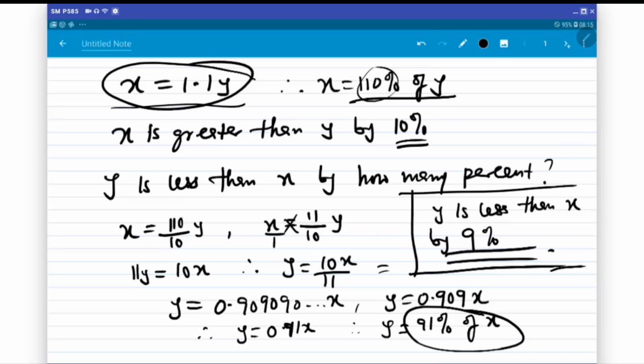X is greater than y by 10%, while y is less than x by 9%. So that is how we can find and interpret this kind of statement in terms of percent change, and we see the relationship between x and y in terms of their percent.